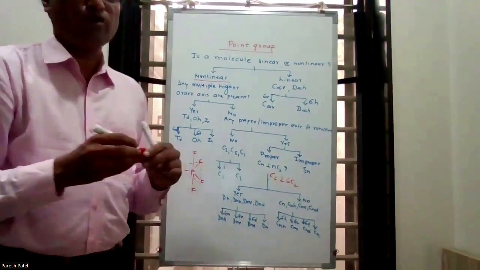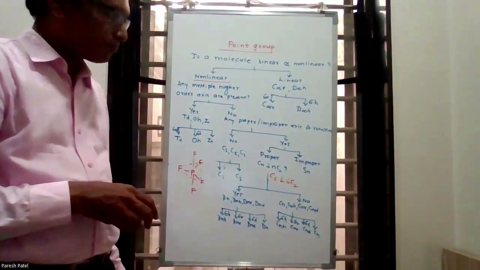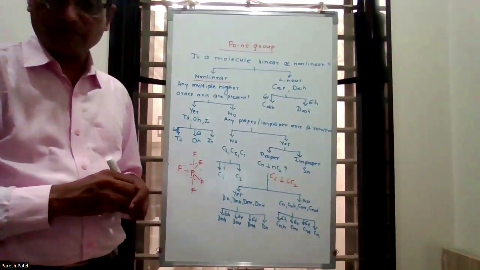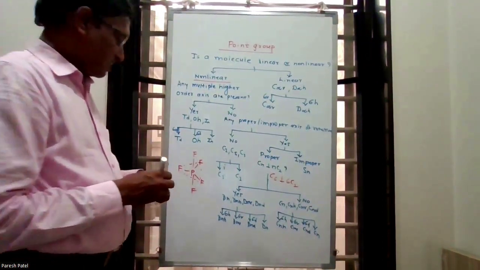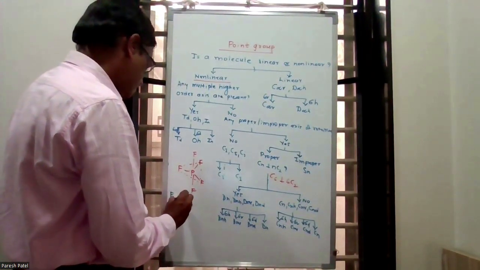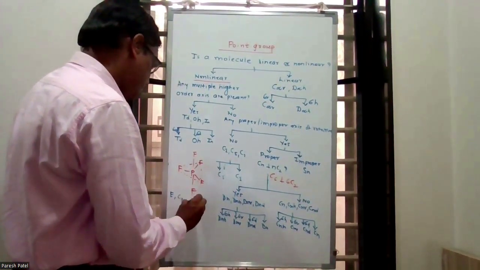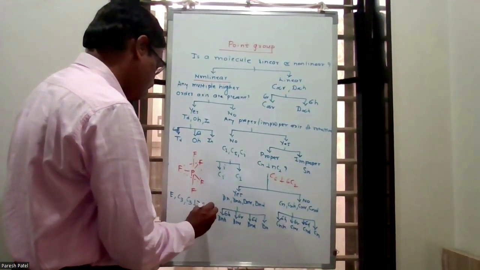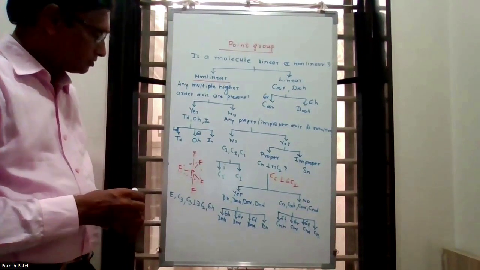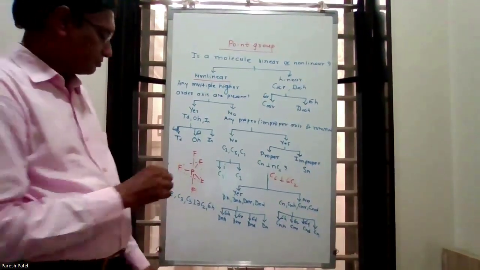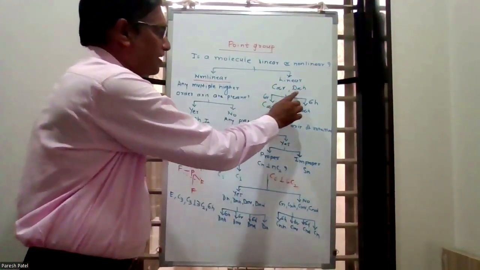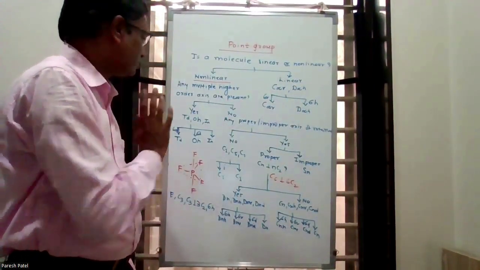This is the PF5 molecule, phosphorus pentafluoride. The shape of this molecule is trigonal bipyramid. This molecule consists of E, C3, where C3 is perpendicular to 3C2, and sigma h. The molecule is nonlinear. It means C infinity v and D infinity h point groups are absent.